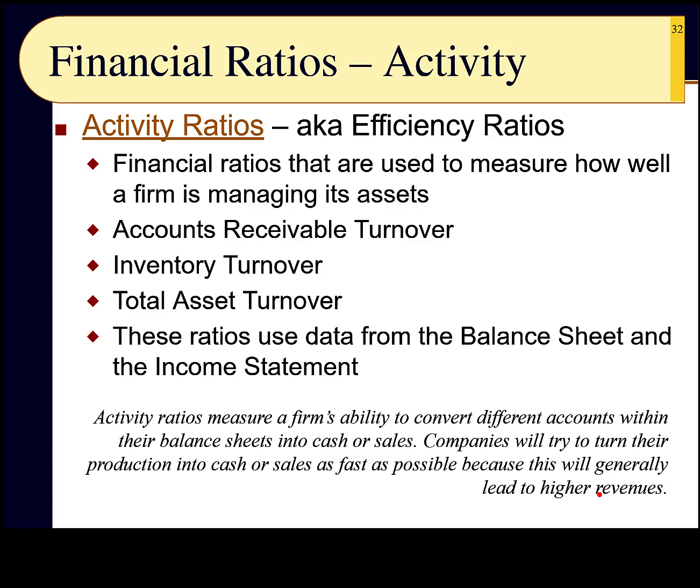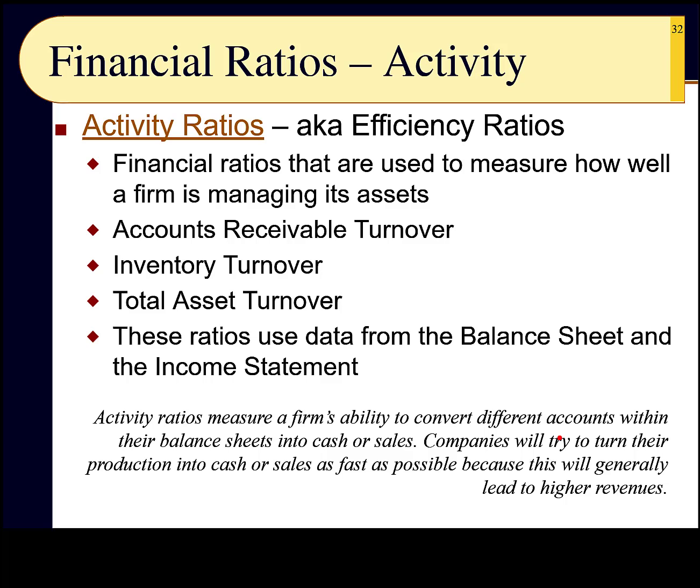These are financial ratios that are used to measure how well a firm is managing its assets. So they are called turnovers: accounts receivable turnover, inventory turnover, total asset turnover. They use data from the balance sheet and the income statement. The activity ratios measure a firm's ability to convert different accounts within their balance sheets into cash or sales.